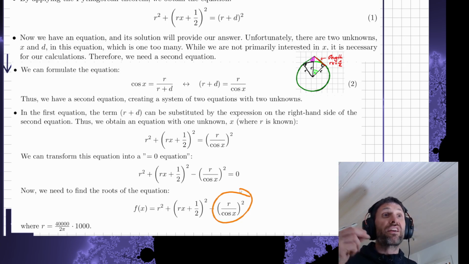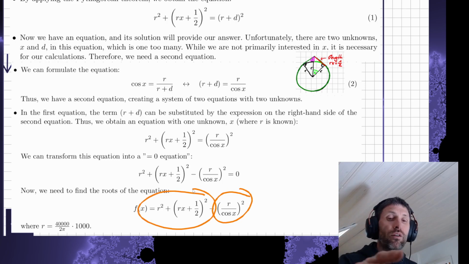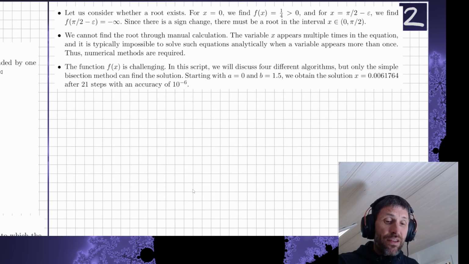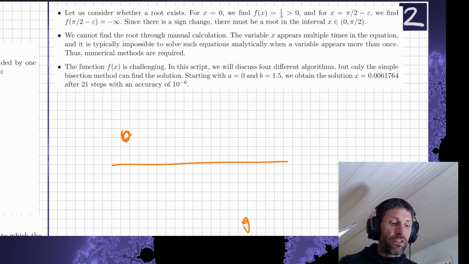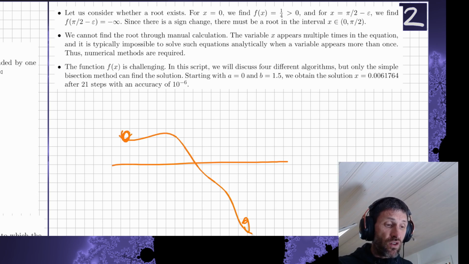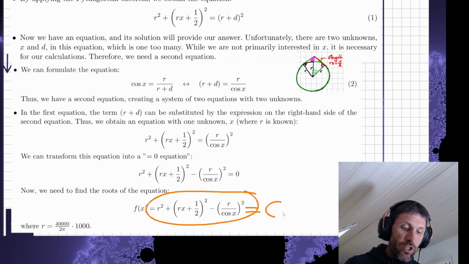Squaring this number, this is a very, very large number, and this is not a very, very large number. And so the sign of f will be negative in that case. And that means there is a root in between. Pi divided by 4, negative here, there must be a root because the function is a continuous one. But how can we find this solution? How can we find the solution of that equation?